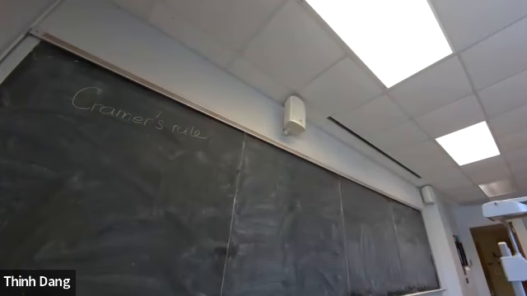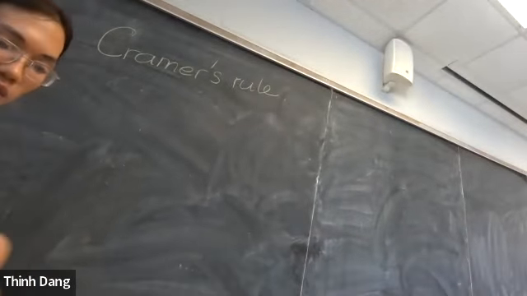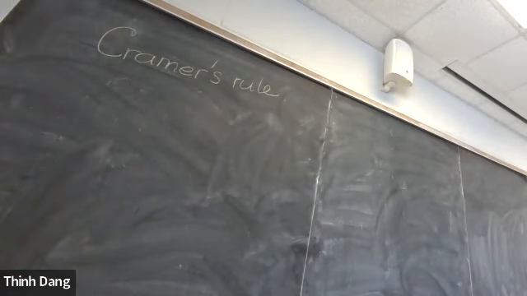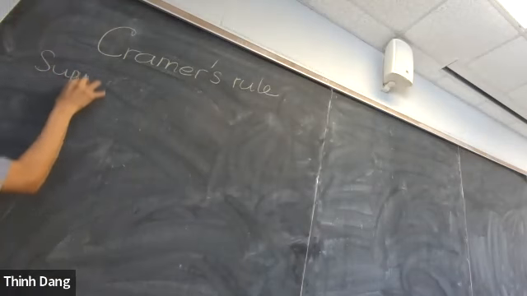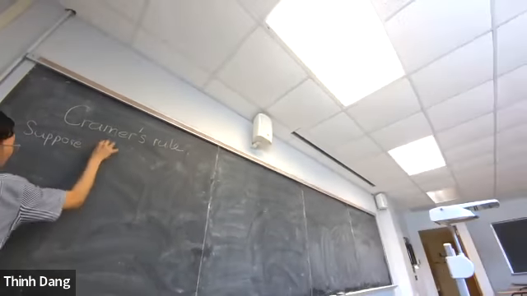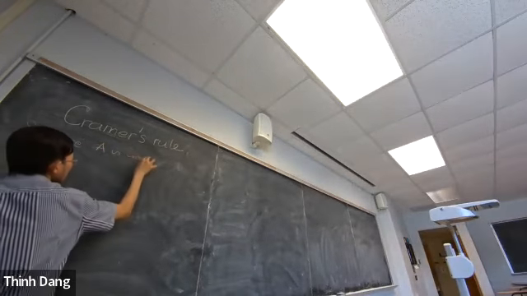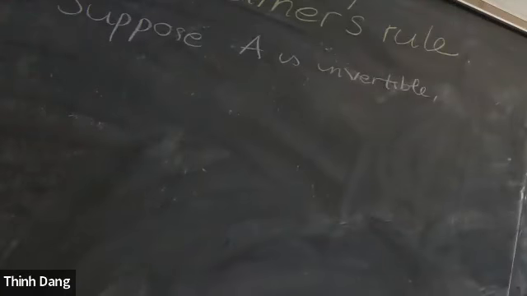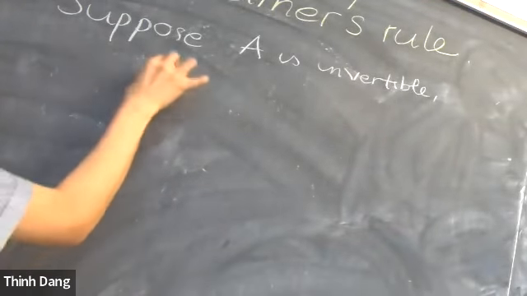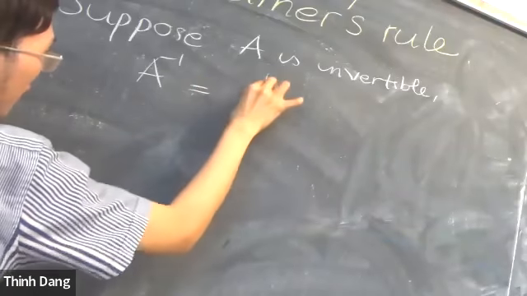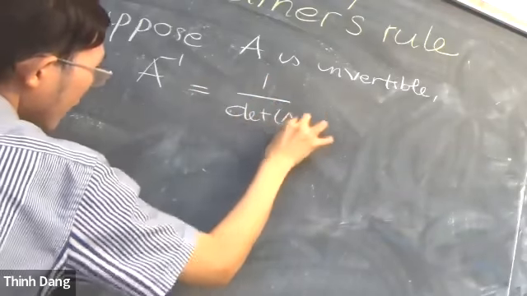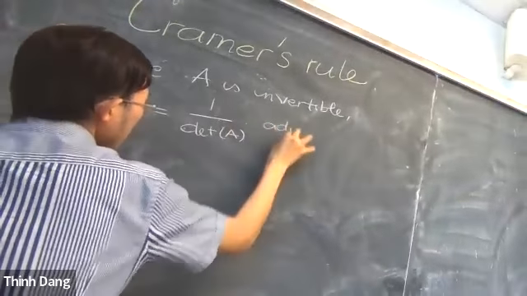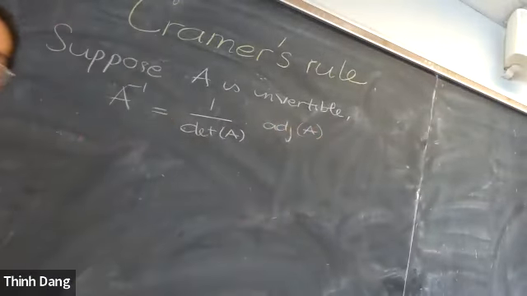So today we will continue with yesterday's lecture where we talked about the formula for the inverse of a matrix. Remember, suppose A is invertible. Then we can find the inverse of A by using the formula 1 over the determinant of A multiplied by the adjugate of A. We talked about this theorem yesterday.